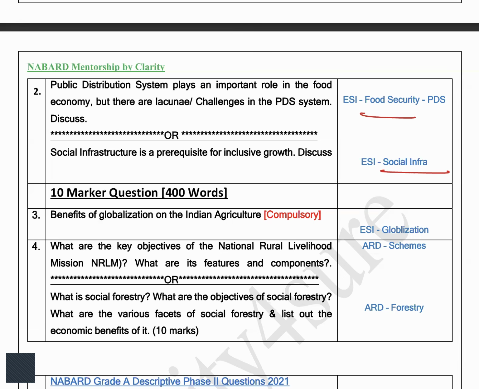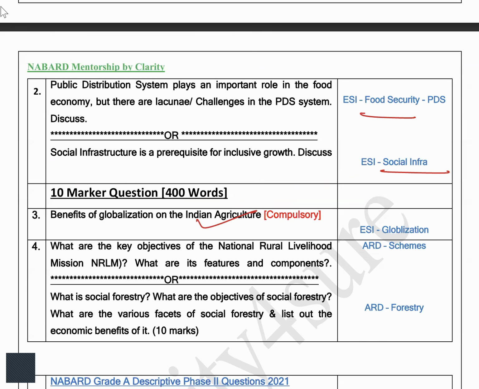In the 10 marker, again, they have asked the application part. They have not asked what is globalization. They have asked how globalization is affecting Indian agriculture. And we have covered this pretty much in detail in our lecture, right? In the year 2022, when it was asked, we had covered this question before the examination itself. It is not that we updated it. We knew that they will not ask globalization, they will ask its application. So it was easy to cover, and we had given this question in your test series also. I can remember clearly.